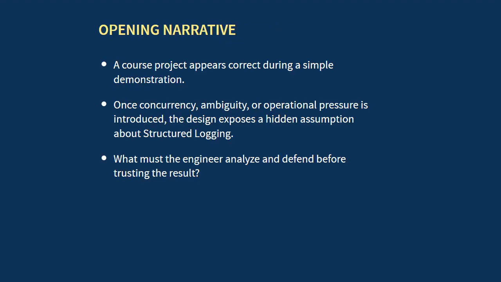Let's start with a common scenario. A course project that looks flawless during a simple demonstration falls apart when faced with concurrency or ambiguity. This exposes hidden assumptions about the system's logging. What exactly must engineers scrutinize and justify before placing their trust in the outcomes?